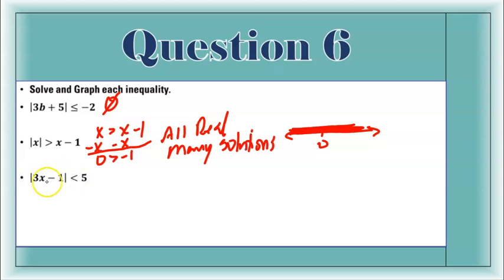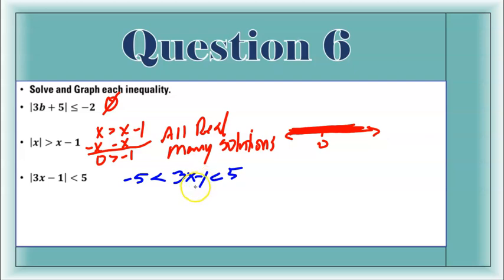Here I have the absolute value by itself, so I can do case 1 and case 2. So case 1 would be 3x minus 1 is less than 5. And let me rewrite this one, because since this is less than, I use the keyword and, or I can make it a simplified form. So I'm going to put 3x minus 1 is less than 5, but it has to be greater than a negative 5. So that's my case 1 and case 2.